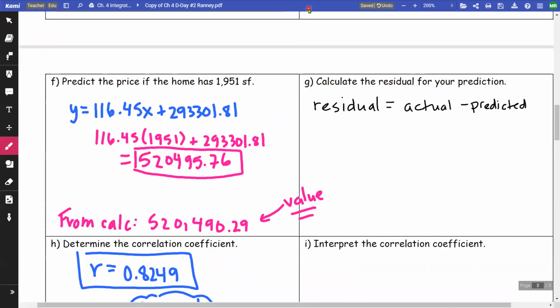Now, the next part, we're going to do residual. And residual is going to be actual minus predicted. That's the formula for residual.